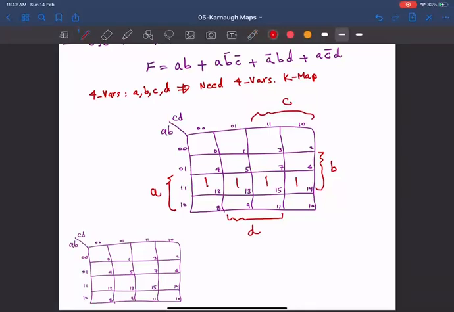Next, A, B complement, C complement. So where is A? It's the second half of the K-map, okay?